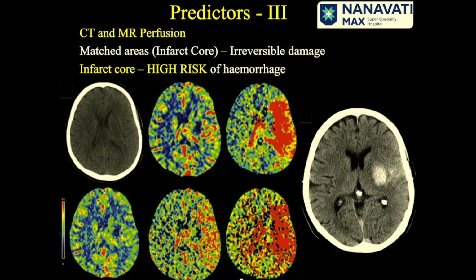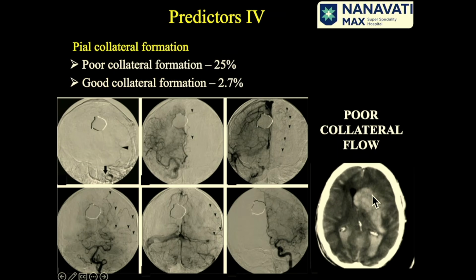Third predictor is looking at the core of the infarct. If the core is large, like in this patient, this is core, this is perfusion abnormality. Chances of hemorrhage are high in that particular area.